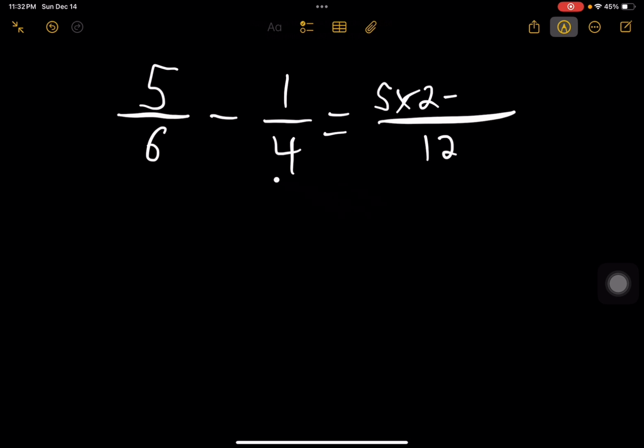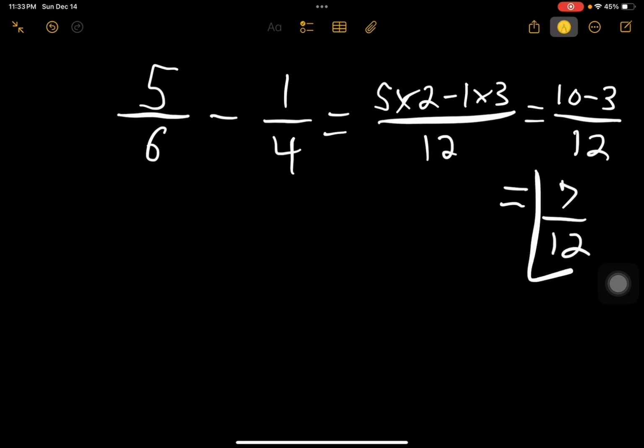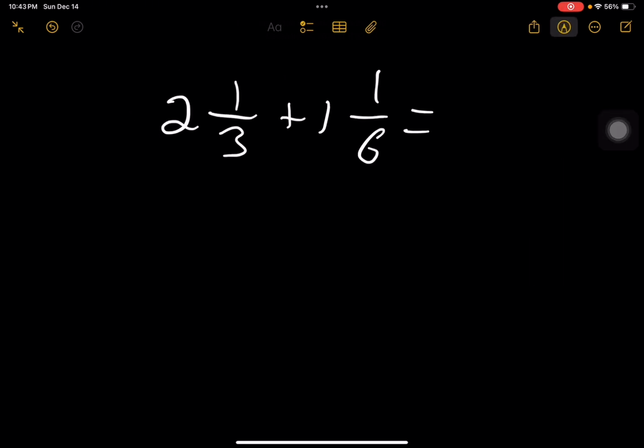4 times 3 to get 12. So take that 3, multiply it by 1. So 1 times 3. So now 5 times 2 is 10 minus 3. And that gives us 7 over 12. Okay, let's try another example here.